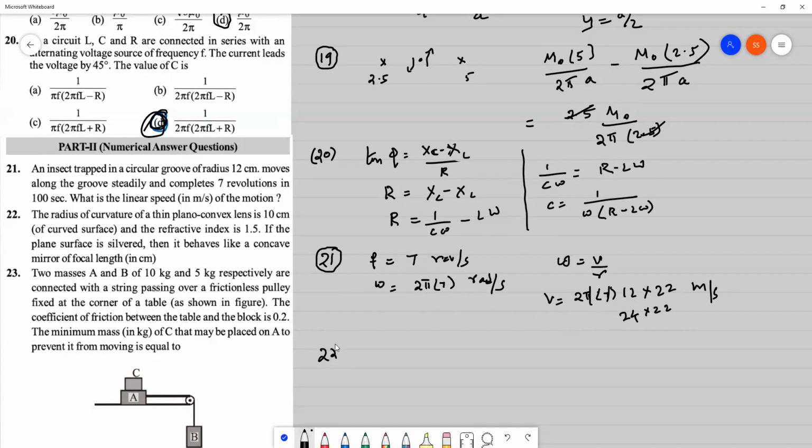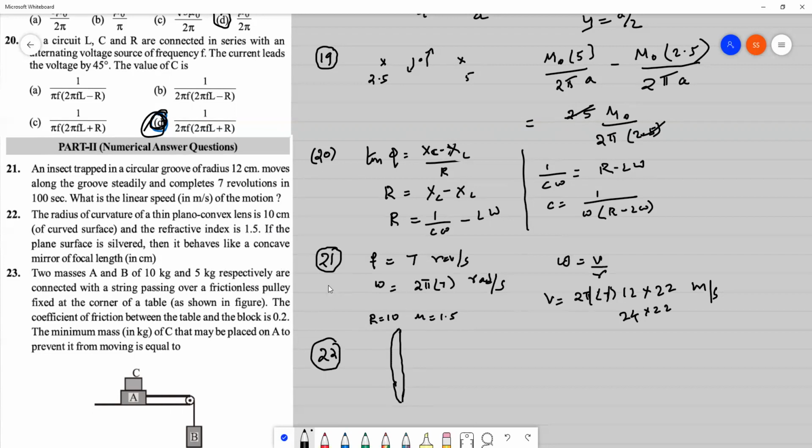Now next is the 22nd question. The radius of curvature of a thin planar convex lens is 10 centimeter and the refractive index is 1.5. It is a planar convex lens. This R is going to be 10 centimeter, and the refractive index is going to be 1.5.